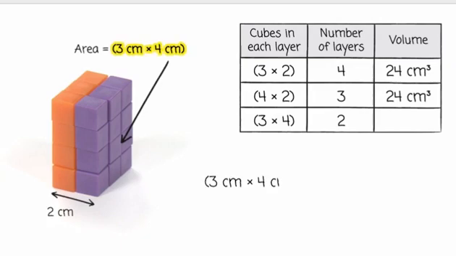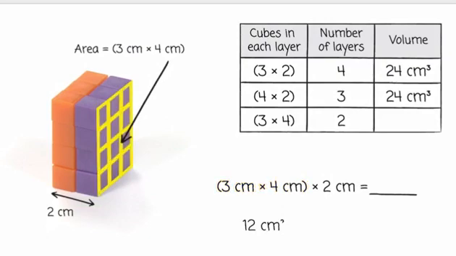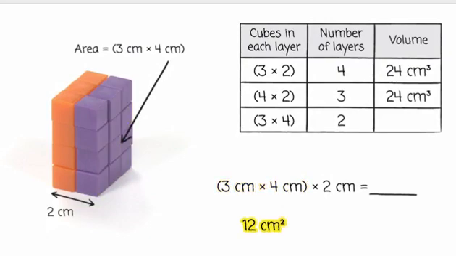Multiply the area of this face by the width to find the volume of the prism. 3 centimeters times 4 centimeters is 12 square centimeters. And 12 square centimeters times 2 centimeters equals 24 cubic centimeters. So 3 centimeters times 4 centimeters times 2 centimeters equals 24 cubic centimeters.